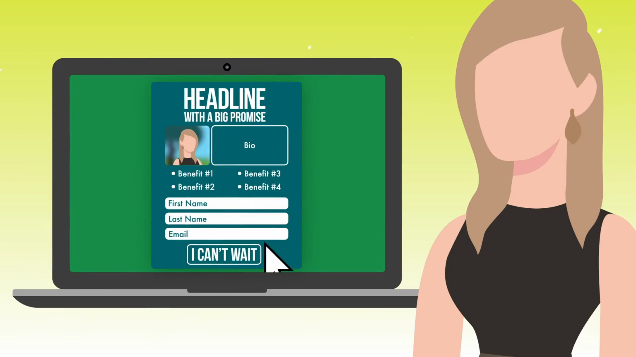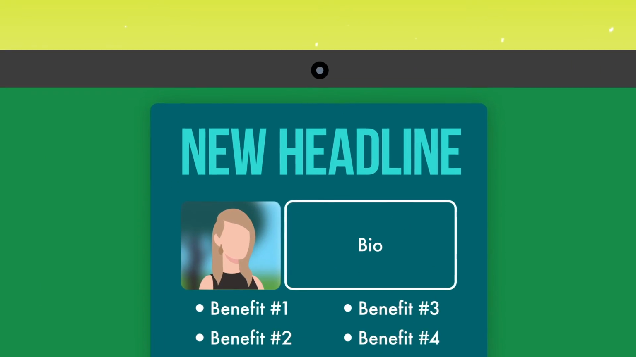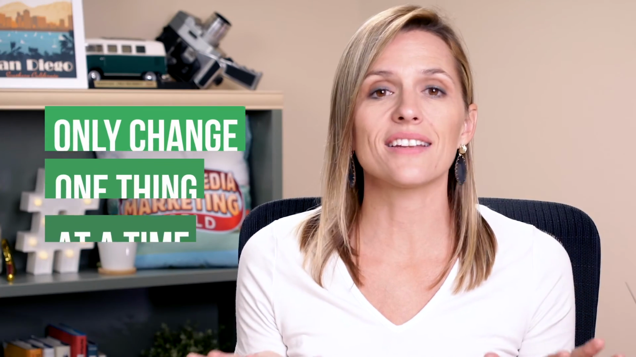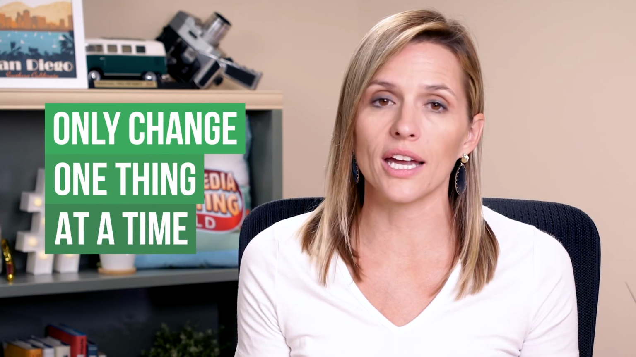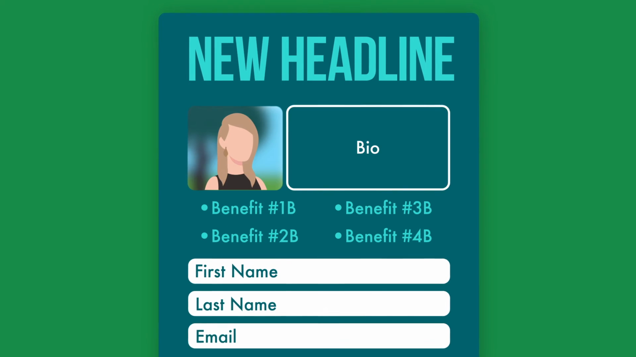The rule is at least 50 people opting in before you make any changes so that we can have real significant statistical data to go off of. Once you've had 50 people come in, if it's under 30%, then we're going to change the headline first. We're only going to change one thing at a time so that we can measure what's working and what's causing the increase in conversions. After we test the headline, then you can test your bullet points.